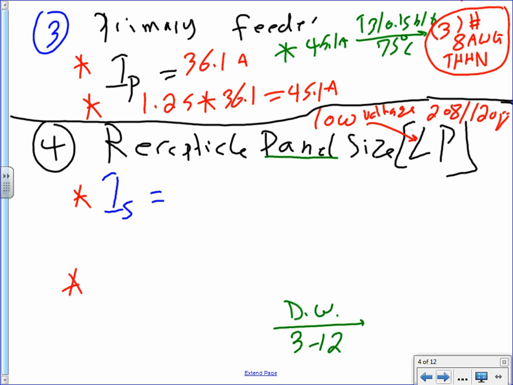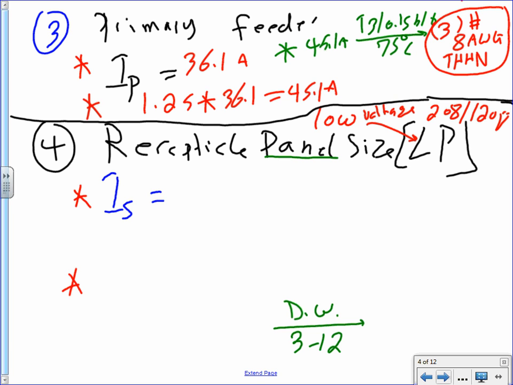Any question, guys, about the primary side? Primary side is good, right? Let's go to the secondary side. On the secondary side, I have number 4. I need to size the receptacle panel. Why did I pick the receptacle panel? The size of the receptacle panel and the overcurrent device is going to decide the size of the feeder. Later on, you will see. So first, you size the receptacle panel.